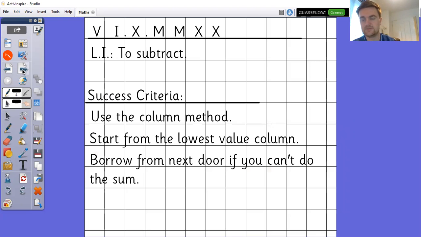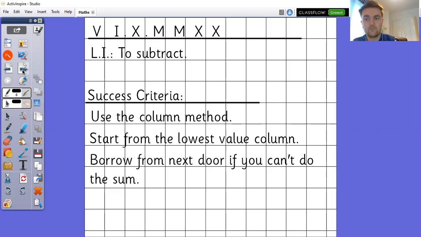So when we are using the column method for subtraction, we have to make sure that we lay it out correctly. We need to make sure that the ones are on top of each other. This is where squared paper comes in really handy. If you don't have access to squared paper, just make sure that you've got your numbers quite spread out so that it's clear which ones are in the ones column, which ones are in the tens column, because that will make your job easier. Always start from the lowest value column. In today's lesson, that will be the ones column that you're starting from.